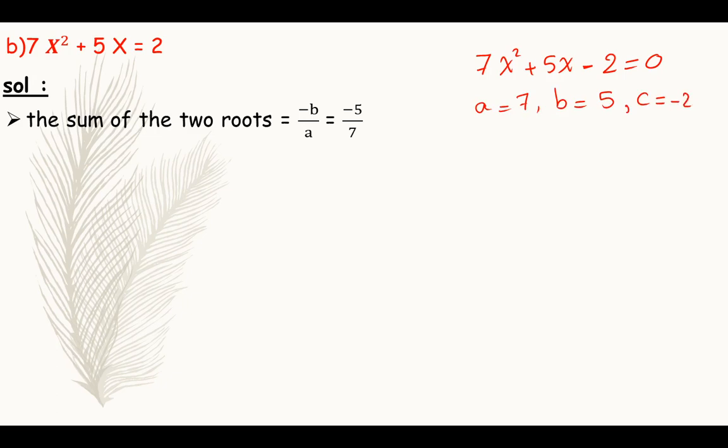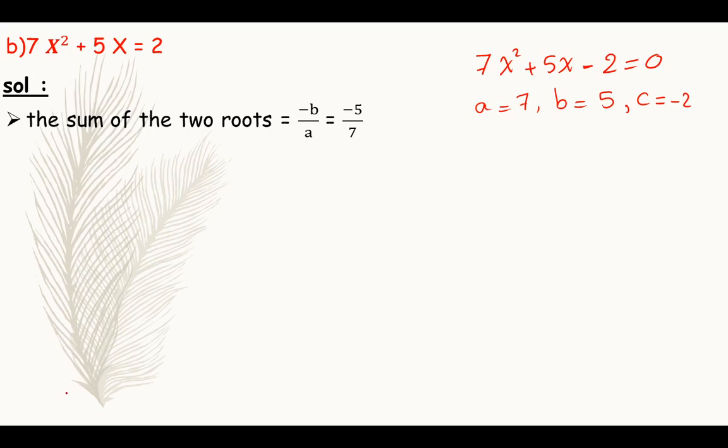So the sum of the roots equals negative b over a. Negative b means negative 5 over a, which is the coefficient of x squared, equals 7. So as you can see in the PowerPoint, the sum of the two roots equals negative b over a, which is equal to negative 5 over 7.